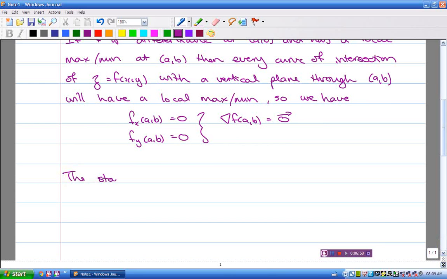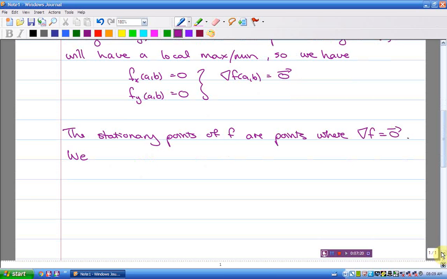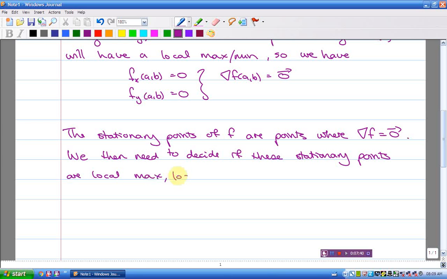Okay, the stationary points of f are points where grad f is equal to 0. And then we need to decide, is it a max, is it a min, or is it in fact neither, and it's actually just a sort of a false positive in a sense. We then need to decide if these stationary points are local max, local min, or neither.